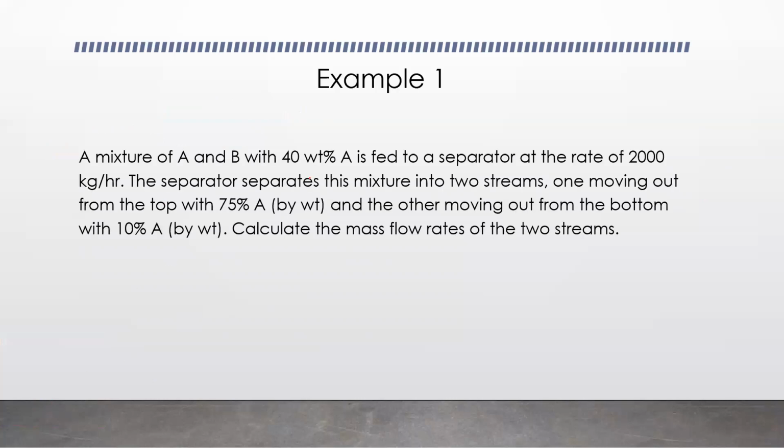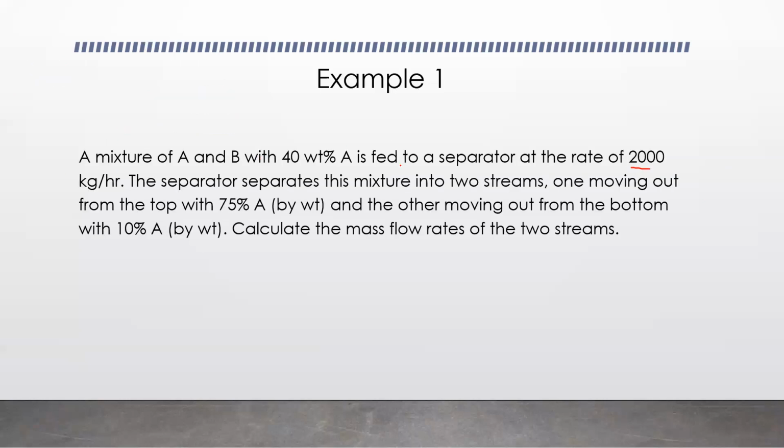A mixture of A and B with 40% A is fed to a separator at the rate of 2000 kg per hour. The separator separates this mixture into two streams, one moving out from the top with 75% A and the other moving out from the bottom with 10% A. Calculate the mass flow rates of the two streams. So as we discussed, the first step is to draw a block diagram. In the block diagram, we only have one unit, that is a separator. So this is my separator.